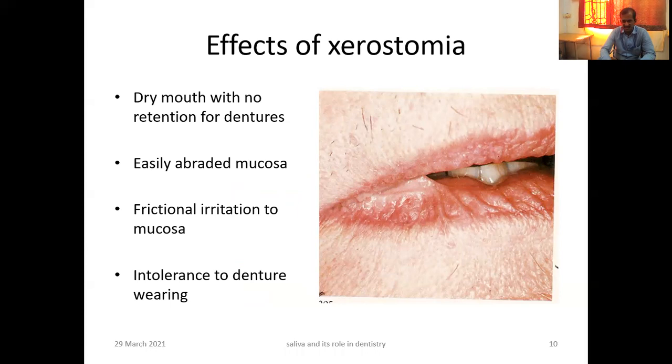Elderly patients with dentures find it very difficult to wear the denture if there is hyposalivation. They can't tolerate wearing the denture. There will be frictional irritation to the mucosa, and the mucosa will get easily abraded, ending up with recurrent ulcerative lesions. It is more painful and a bigger concern for elderly patients.